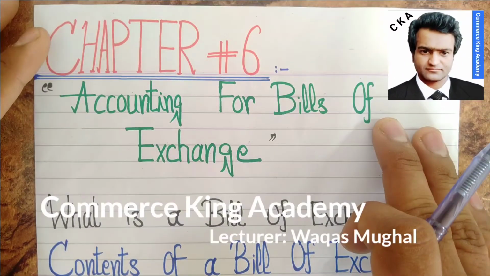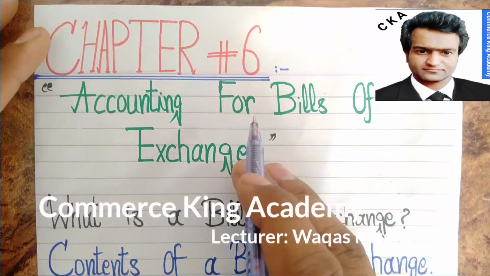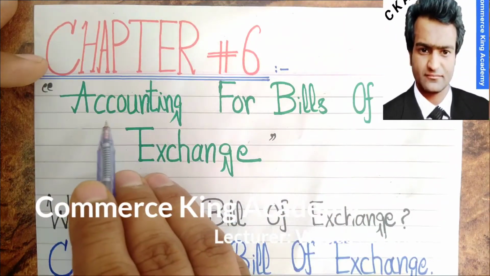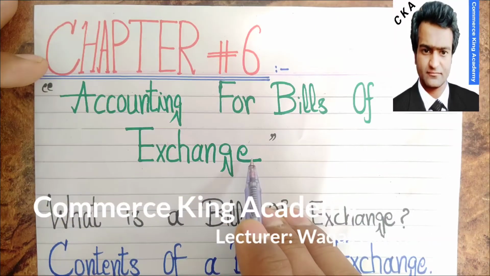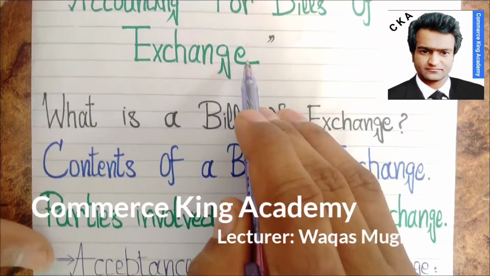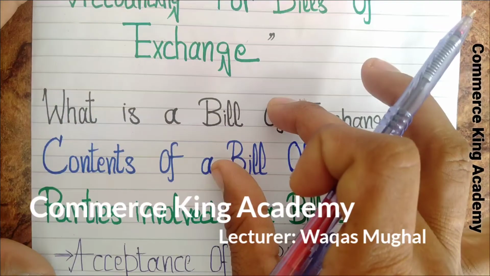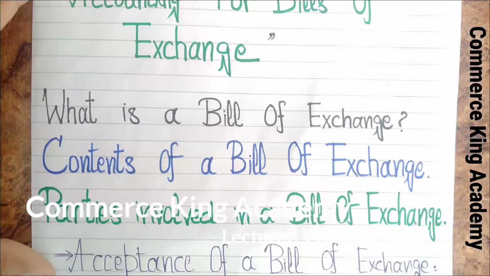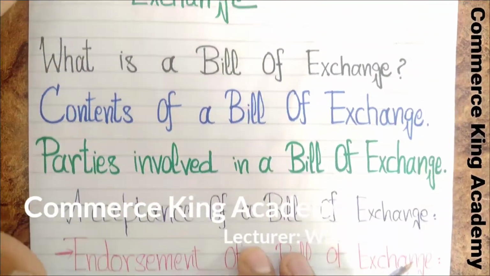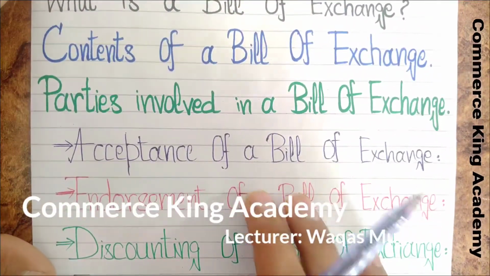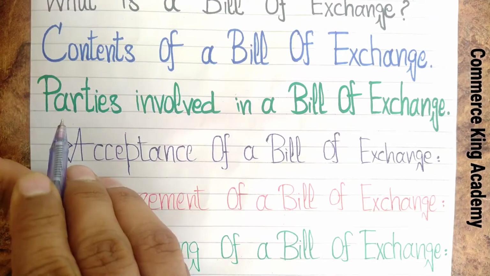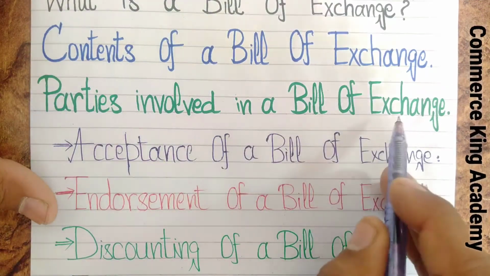Right now, you already know that we were on chapter number 6 in the last video, which is accounting for bills of exchange. We have learned about these two topics, contents and what is a bill of exchange, am I right? So in this video, we are going to learn about its parties and acceptance. So let's start with the parties involved in a bill of exchange.